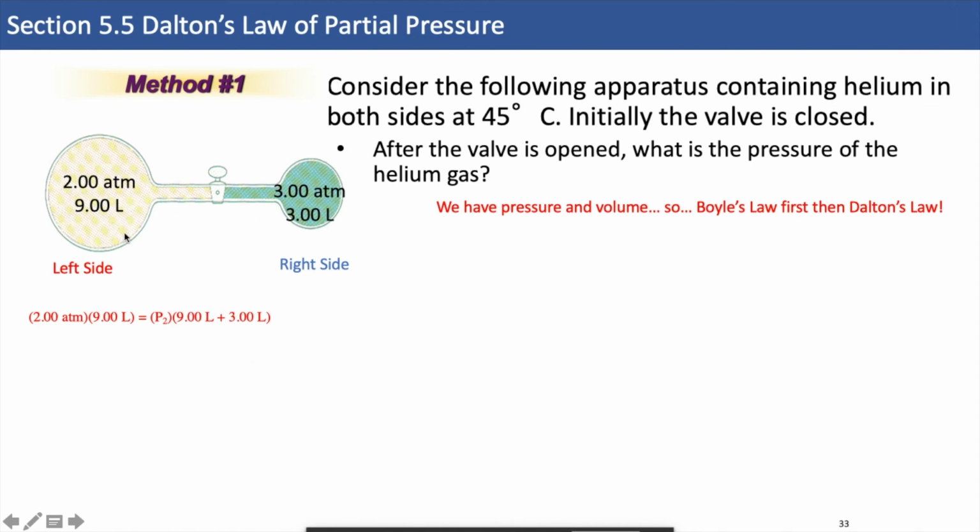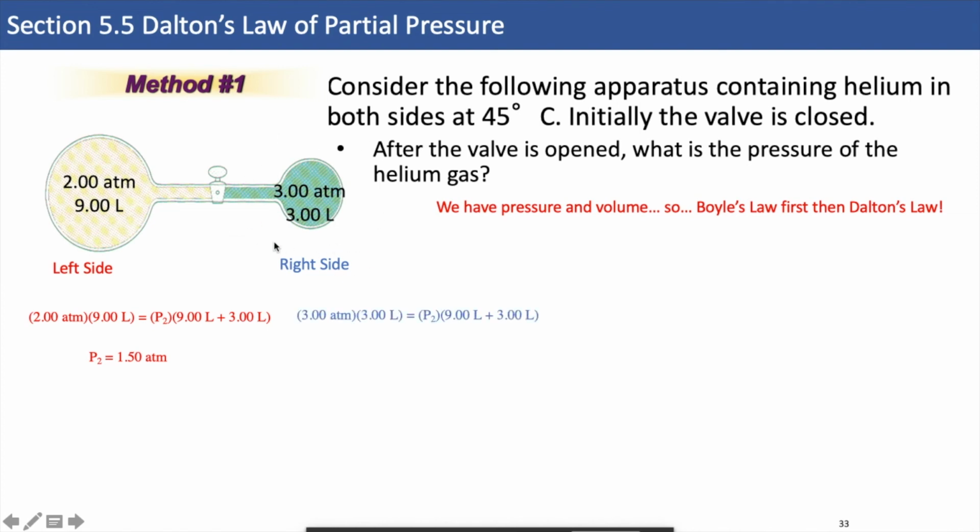That's going to change the pressure. It was 2, now it's going to be something else. What would that be? Well, when you do your Boyle's law, you get 1.5. And that makes sense, right? Logically, if the pressure is 2, and at 9 liters, now I'm at 12 liters, the pressure should go down because I have more space. That should hopefully make logical sense.